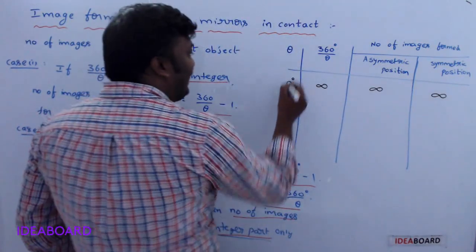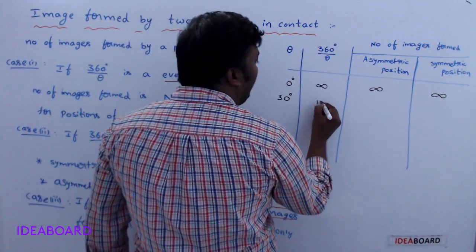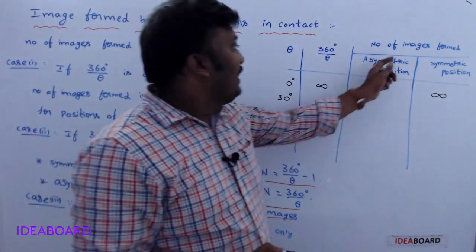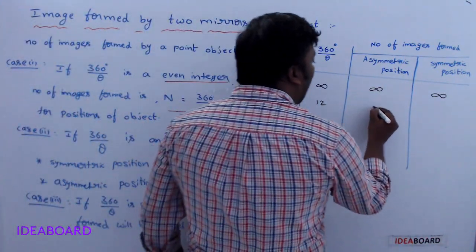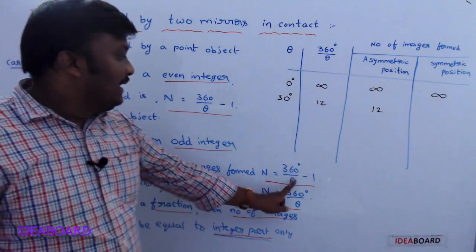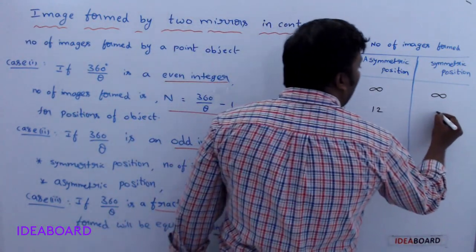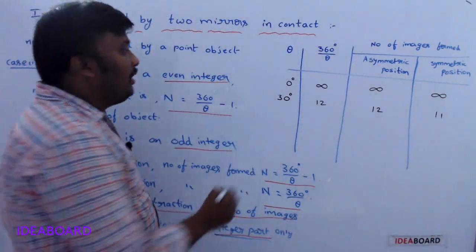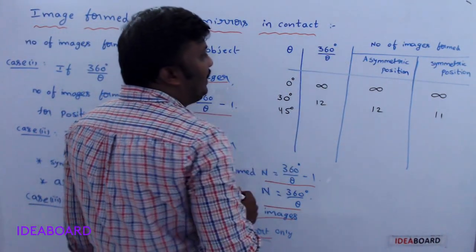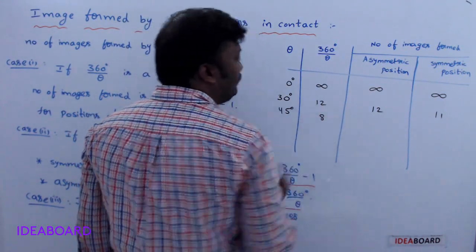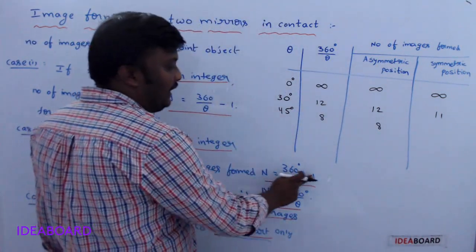Now take another angle, 30 degrees. Then 360 by theta is 12. For asymmetric position, n is 360 by theta, that means 12. For symmetric position, n minus 1, so 12 minus 1 is 11. Now take another angle, 45 degrees. 360 by 45 is 8. For asymmetric position, 8 only. For symmetric position, 8 minus 1, 7.